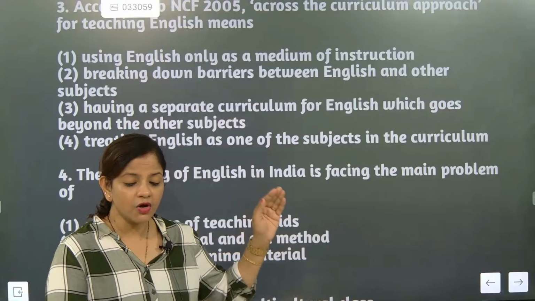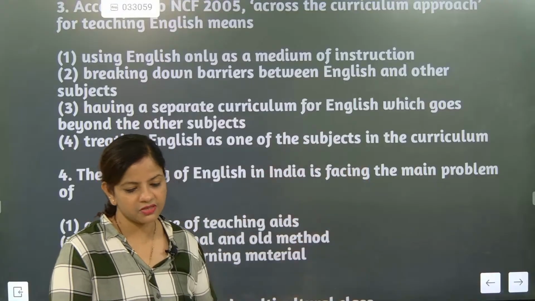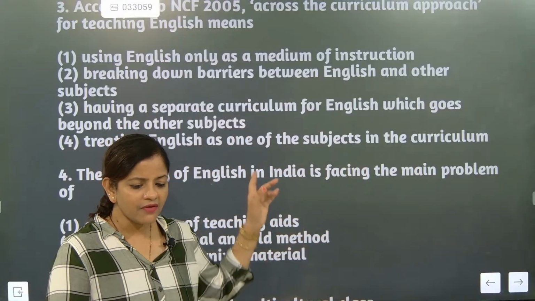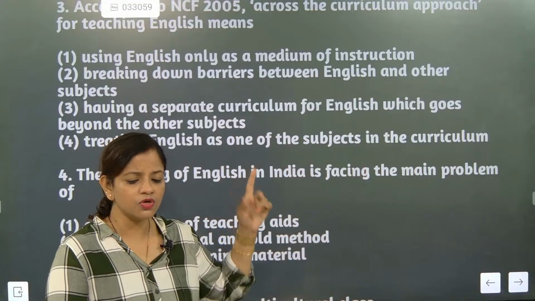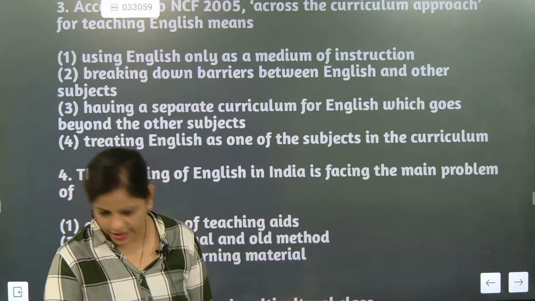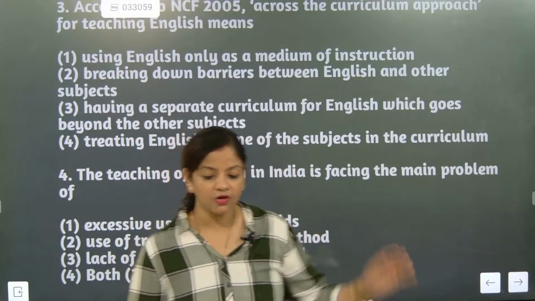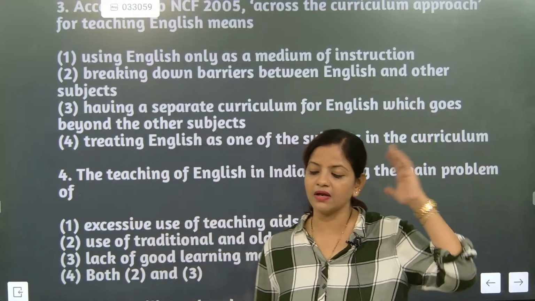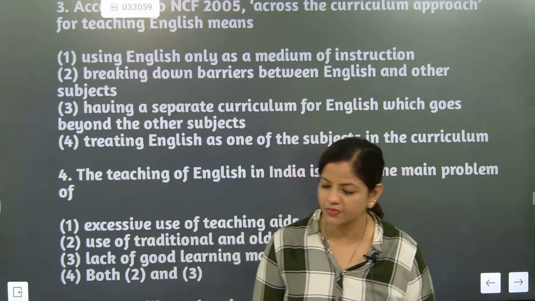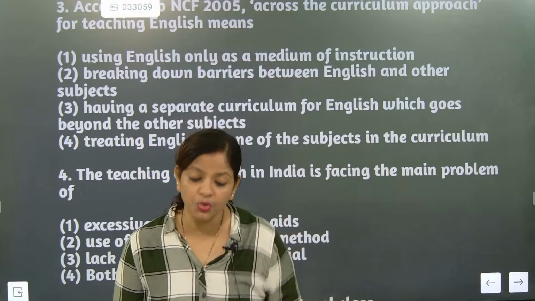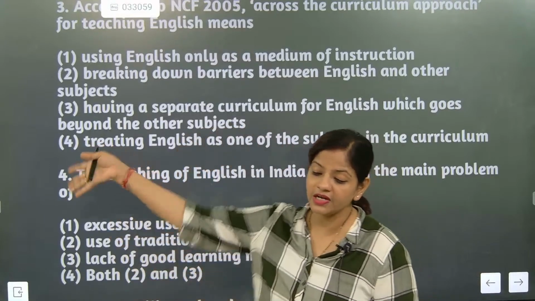Okay. Breaking down barrier between English and other subjects. It is looking better. Having a separate curriculum for English which goes beyond the other subjects, that's not correct. Prioritizing any subject is not good. So we cannot prioritize a subject. Rather than that, we have to understand the subject. So here the answer will be 2. That is breaking down the barrier between English and other subjects.